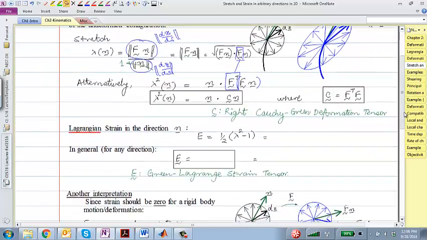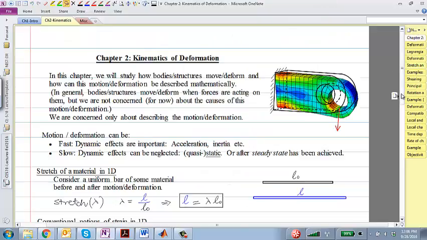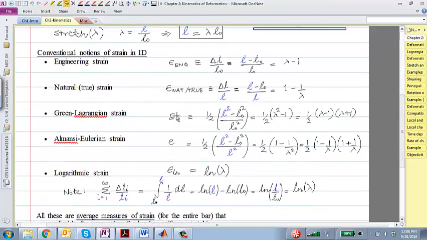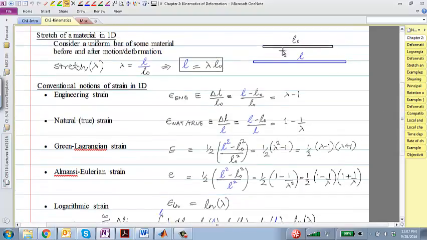So C turns out to be a very fundamental quantity. Using C, we can define a Lagrangian strain, and this is all for finite deformation cases. We are not making any small deformation assumption. You remember when we were dealing with Lagrangian strain as one of the possible definitions of strain, we said it was half of final length square minus initial length square divided by initial length square. It came out to be half of lambda square minus 1. So we defined an average measure of strain for this body.